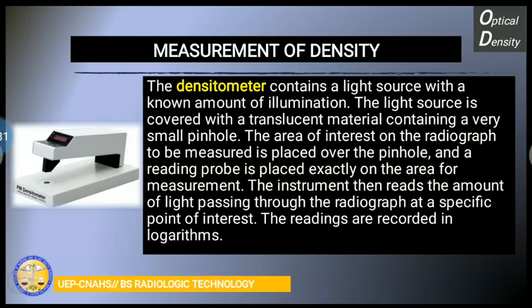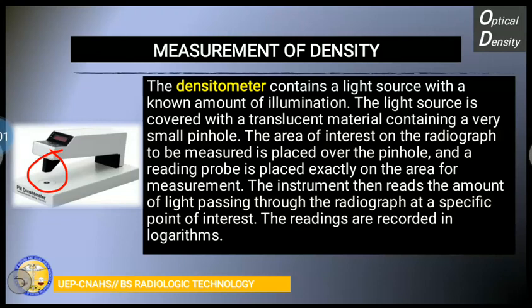Okay, so we have an instrument here. The densitometer contains a light source with a known amount of illumination. The light source is covered with a translucent material containing a very small pinhole, as you can see. The area of interest on the radiograph to be measured is placed over the pinhole, and the reading probe is placed exactly on the area for measurement.